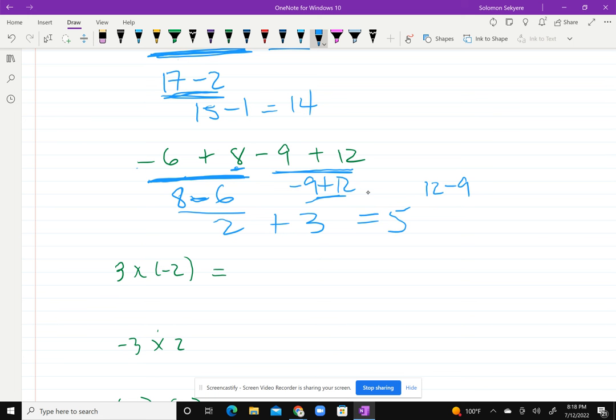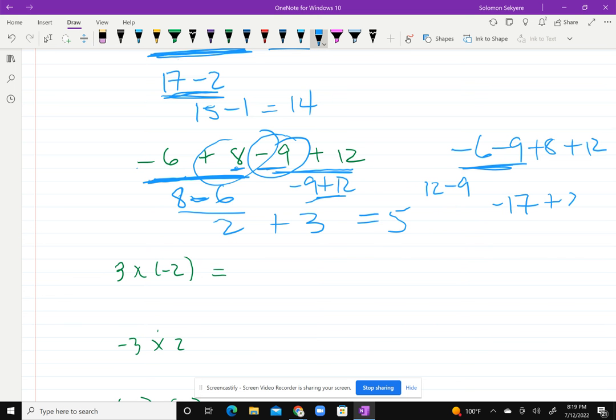Or you could have said, I want to group all my negative numbers first. So negative 6, and I bring negative 9, and then I can do positive 8 plus 12. This is negative 15 plus 20, which is 20 minus 15 equals 5.